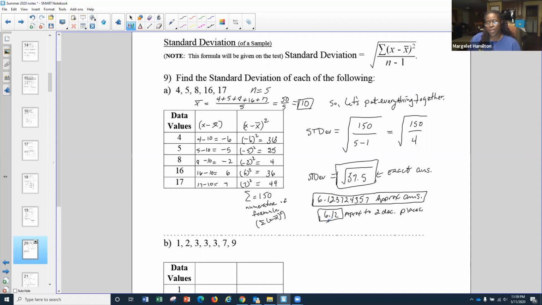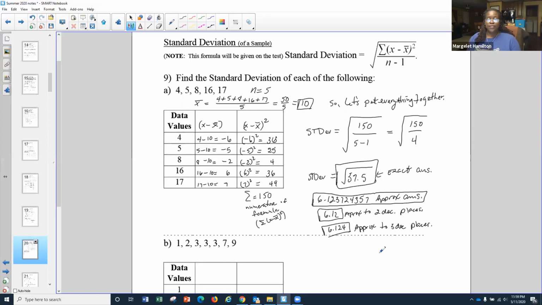What about 3 decimal places? So the 3 decimal places would be the 3 here, but right behind it is a 7. That's definitely greater than the 5. So I need to take action on that 3. So that would be 6.124. And this answer is my approximate to 3 decimal places. You see what's happening there, right?